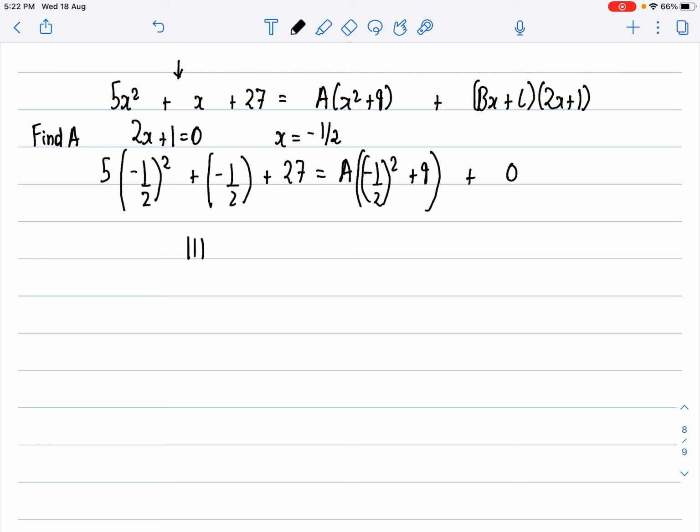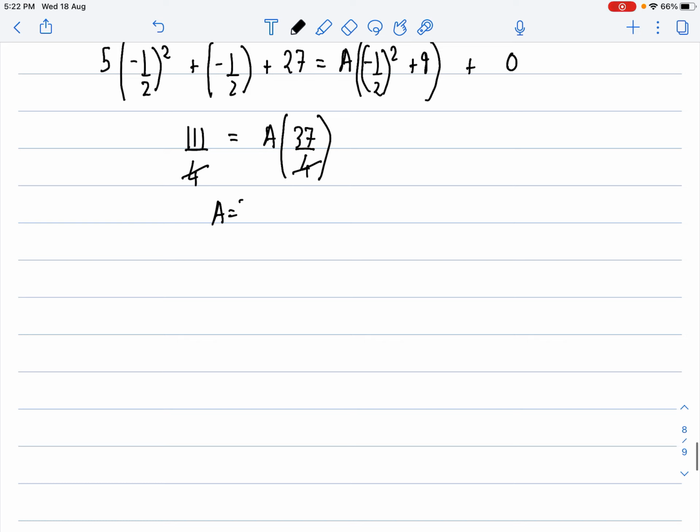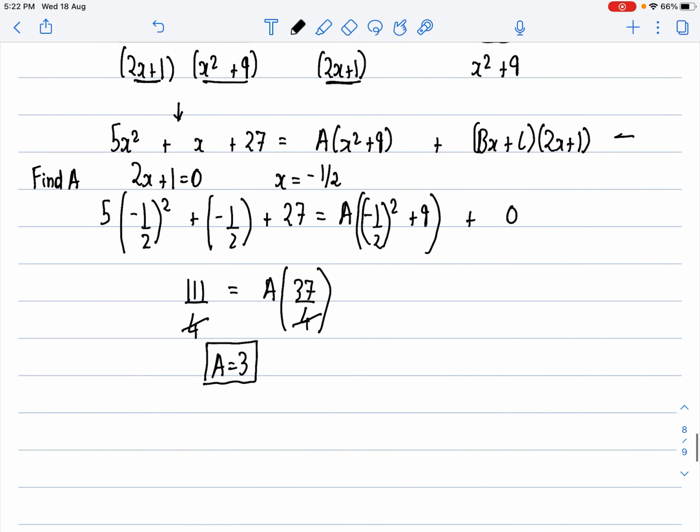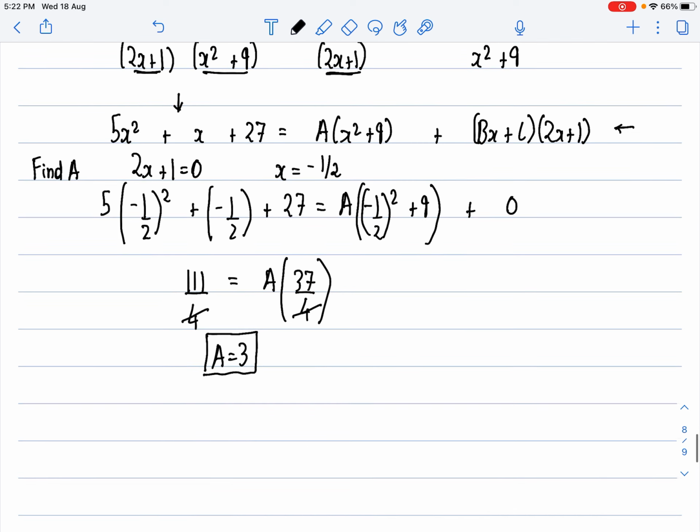Correct? So I basically get 111 by 4 in the left hand side, which is equal to a into 37 by 4. So I can cancel the 4's and I can get my a basically as 111 over 37, which is equal to 3. Correct? So now you have the value for a.